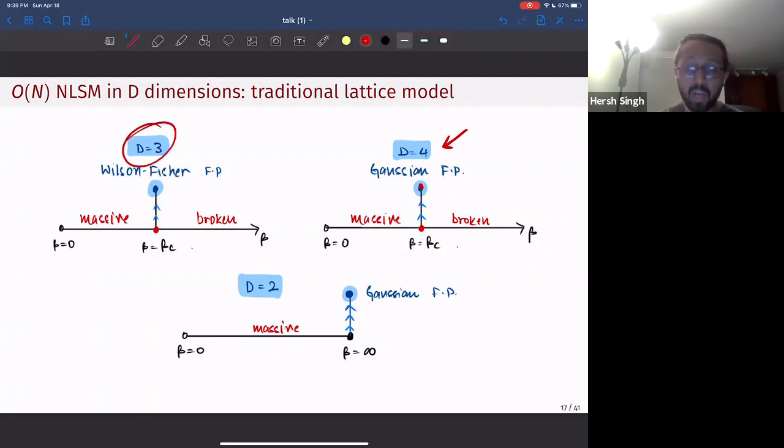In D equals 3, you have a very interesting fixed point. It's called the Wilson-Fisher fixed point, and this model in fact has a critical point at a finite beta, which gives you the continuum field theory associated with that.